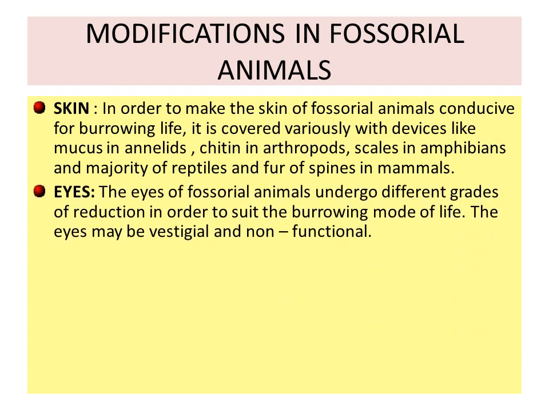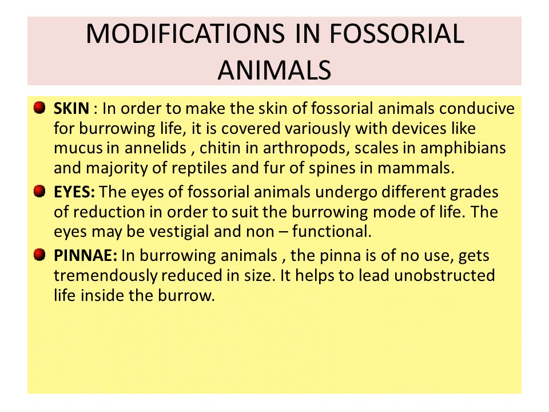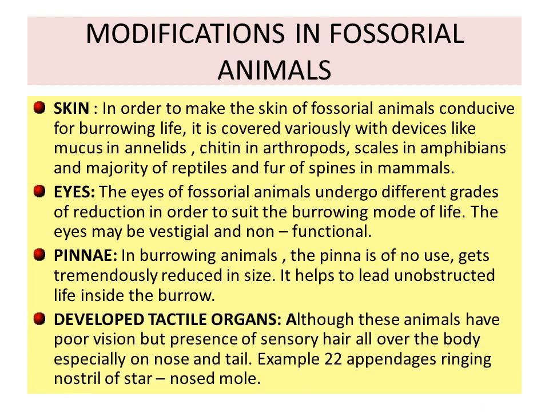Eyes. The eyes of fossorial animals undergo different grades of reduction in order to suit the burrowing mode of life. So the eyes are either vestigial or non-functional. Pinna: in burrowing animals, the pinna is of no use and it is tremendously reduced in size. It helps to lead an unobstructed life inside the burrow.